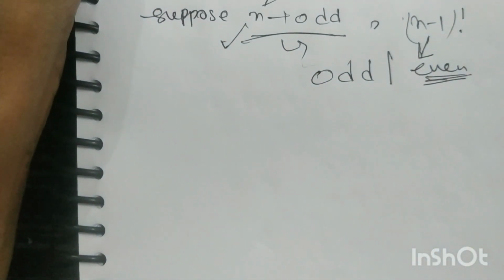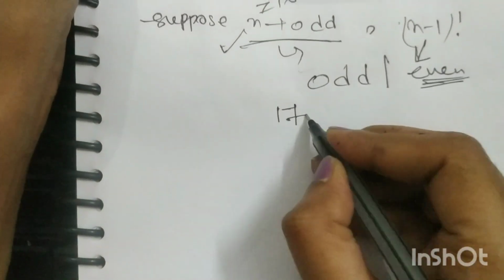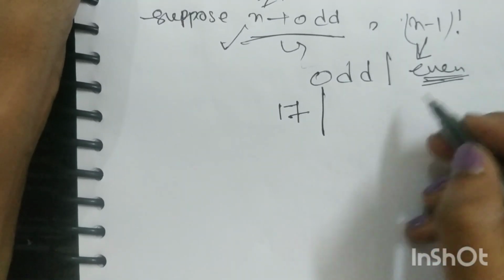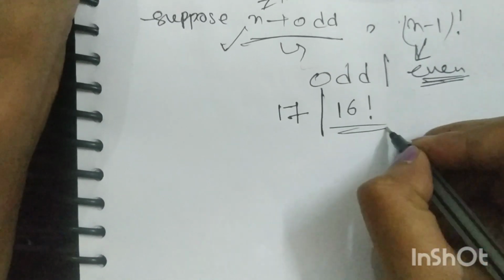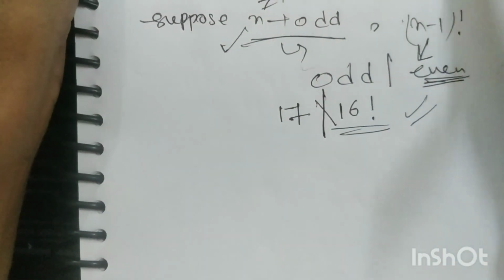Wait a minute, let me think again. Okay, can we take 70? See, does 70 divide 16 factorial? No, it does not. So it is not true. So your option second is also not correct.